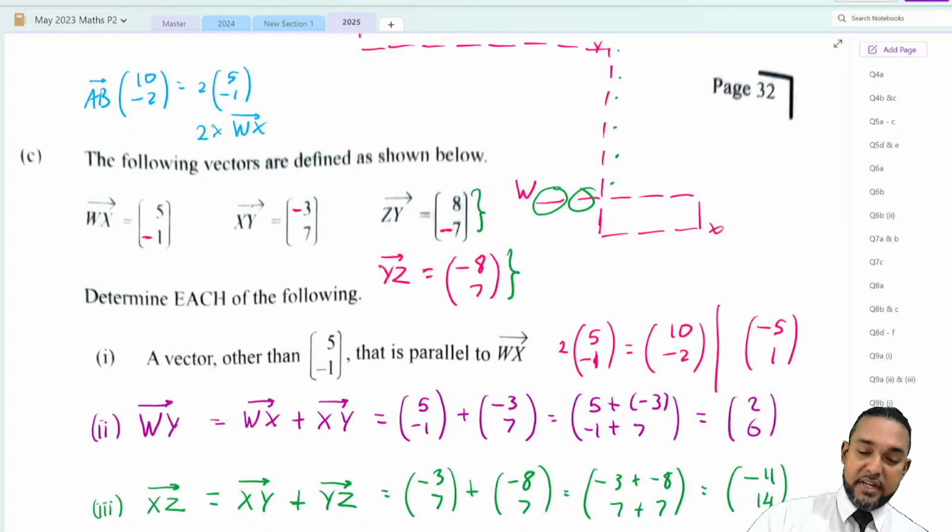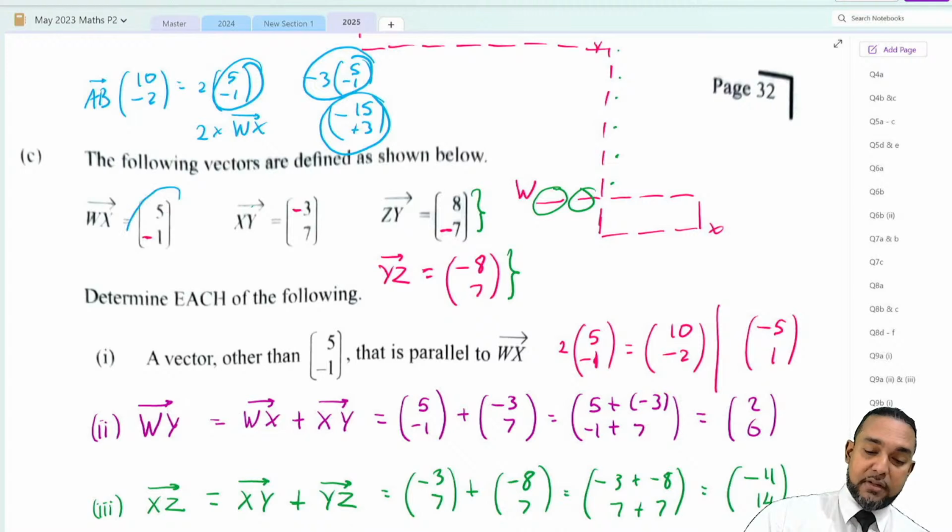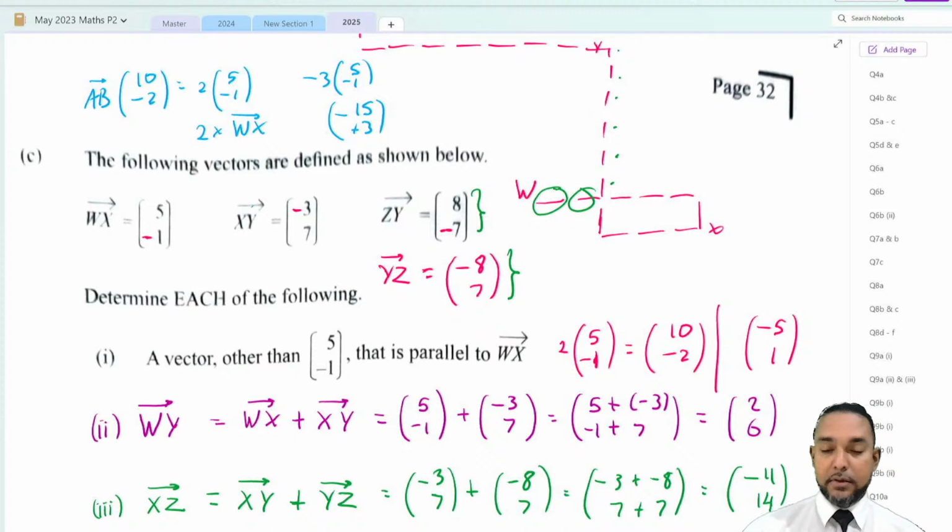So anytime you have a scalar relationship, as in when one vector is a multiple of another vector, whenever you have that type of relationship existing between two vectors, they are parallel. And it could be a positive scalar, it could be a negative. Let's say it was minus 3 instead. That will give us minus 15 and a positive 3. But again, this is equal to minus 3 times the 5 and minus 1, which is our original vector, WX. So once you can identify or show a scalar relationship, that means that the vectors are parallel. So I hope that helps, CPU.